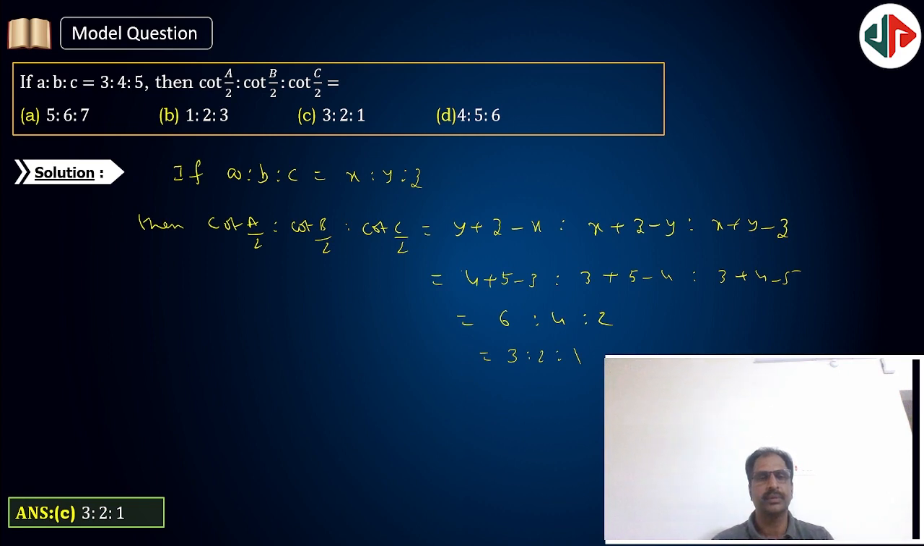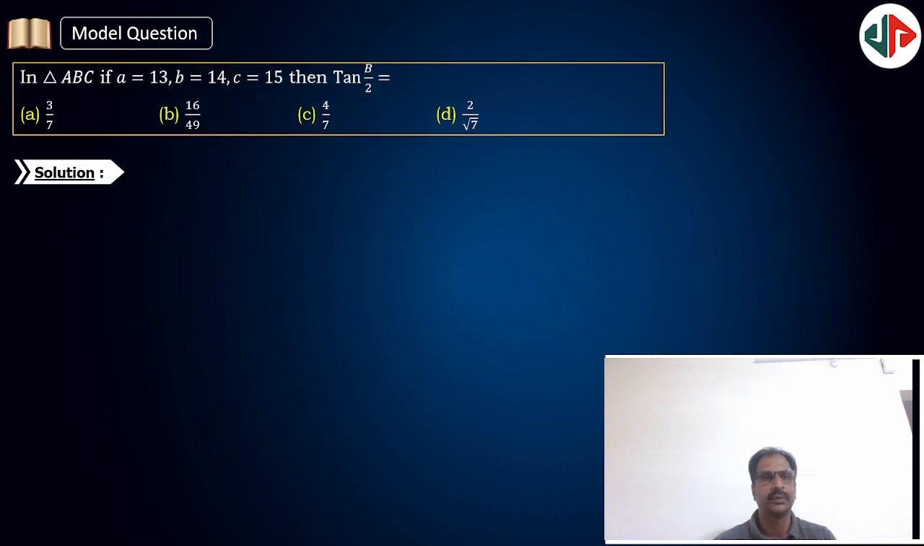So remember the shortcut. If the sides ratio is x is to y is to z, then the cot A by 2, cot B by 2, cot C by 2 ratio will be (y plus z minus x) is to (z plus x minus y) is to (x plus y minus z). Here x, y, z are given as 3, 4, 5. Next, all the three sides are given.